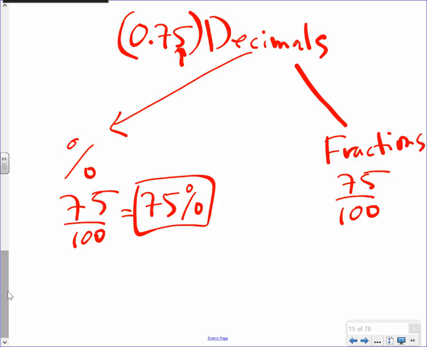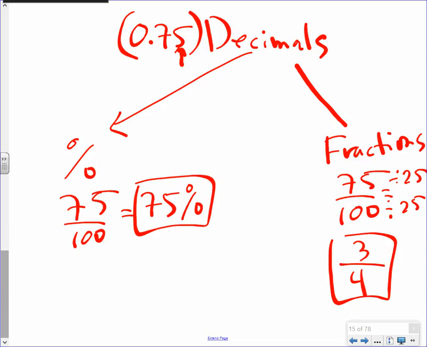So 75 over 100, let's chop it down. Let's take out a factor that both 75 and 100 share. What would that be? 25. 75 divided by 25 is 3. And 100 divided by 25, let's see what happens. That becomes 3, my numerator, and the denominator becomes 4. So here's your fraction, 3/4. So we went from decimals to percent, to decimals to fractions.